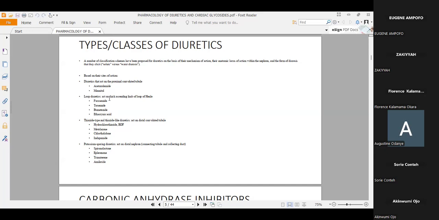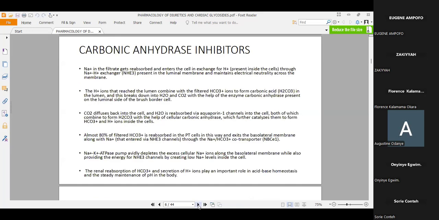Loop diuretics act on the thick ascending limb of the loop of Henle. Examples are furosemide, torsemide, bumetanide, and ethacrynic acid. Thiazide and thiazide-like diuretics act on the distal convoluted tubules. Potassium-sparing diuretics act on the distal nephron, that is, on the connecting tubule and collecting duct. So for the carbonic anhydrase inhibitors, we start with the proximal tubule.